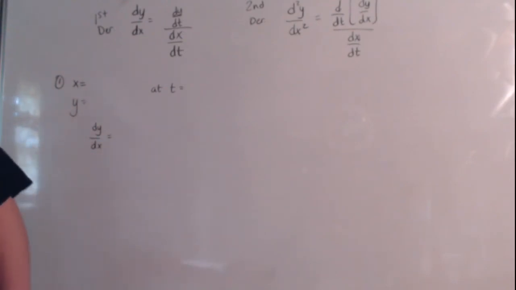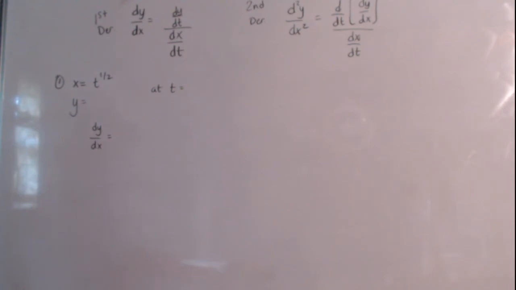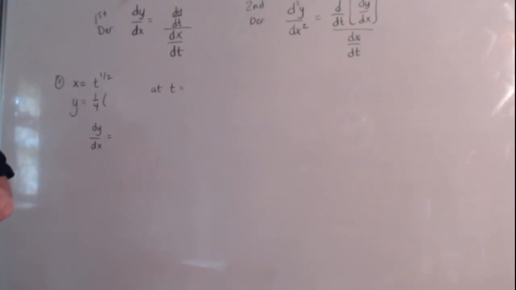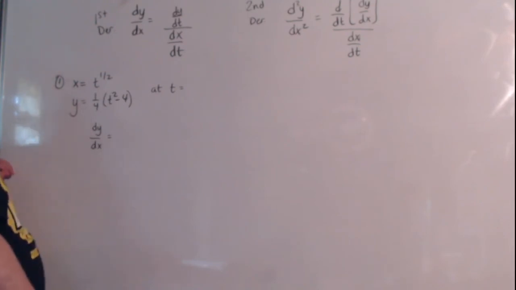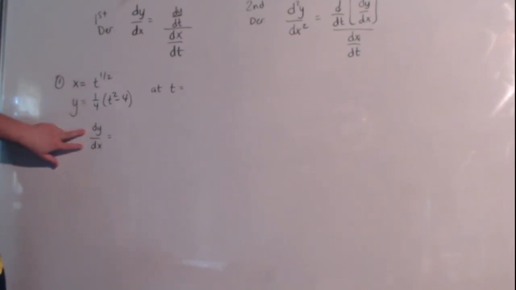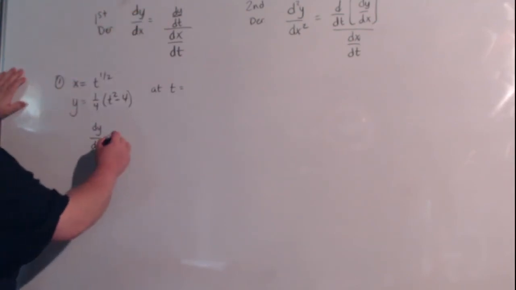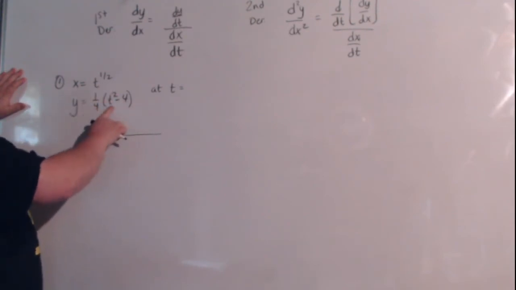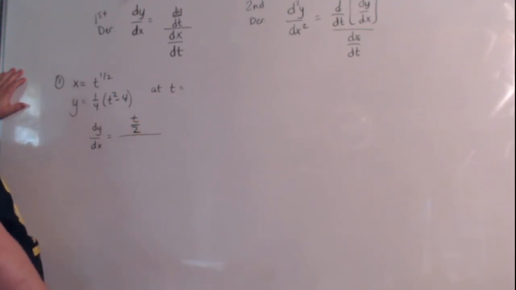Okay. So this time we are given x equals square root of t, so I'm just going to write that as t to the 1/2, and y equals 1/4 times t squared minus 4. So dy/dx, we need the derivative of y with respect to t on top. So that would be 1/4 times 2t, or t over 2.